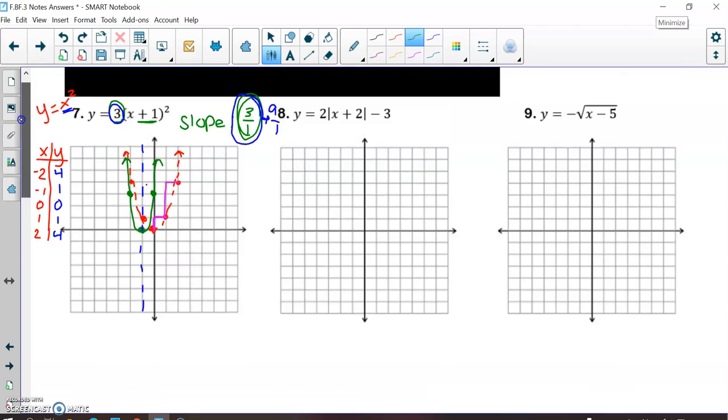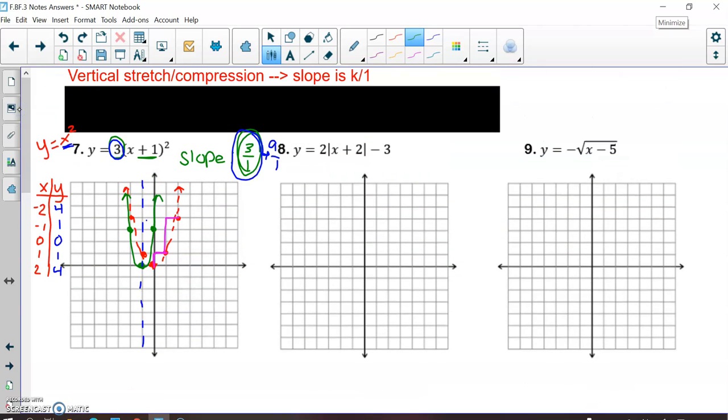So if we look at number 8 now, we have an absolute value function. So let's first explore what the parent function looks like for that one. Absolute value functions are a little bit easier to work with than quadratic functions. So we're going to create an x and y table to show you what the absolute value parent function looks like. I'm going to use the same x values of -2, -1, 0, 1, and 2.